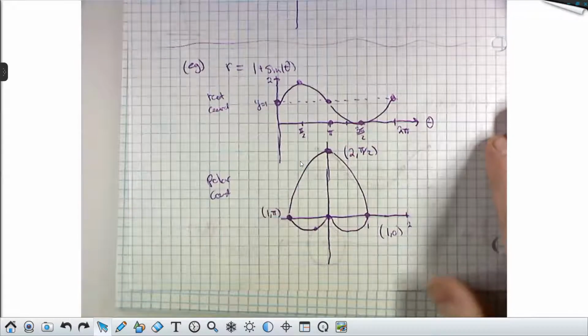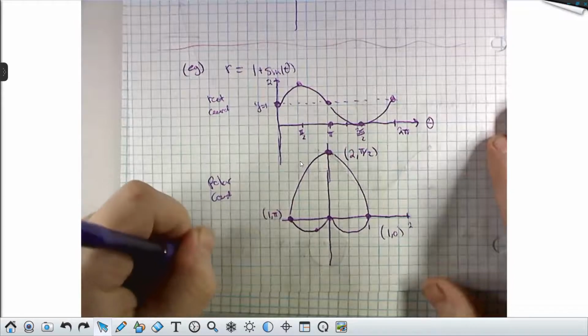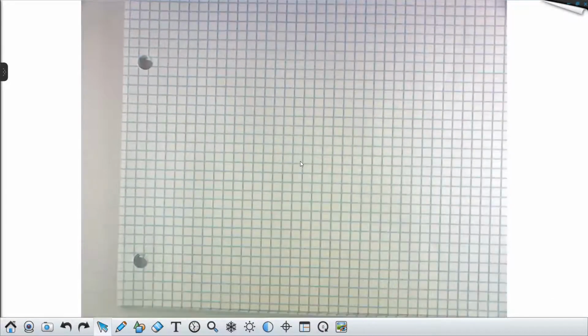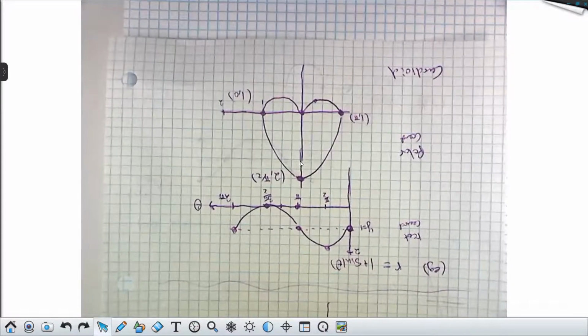This is called a cardioid. Because if you turn it over, the orientation like this, it looks like a heart. So they call it cardioid.